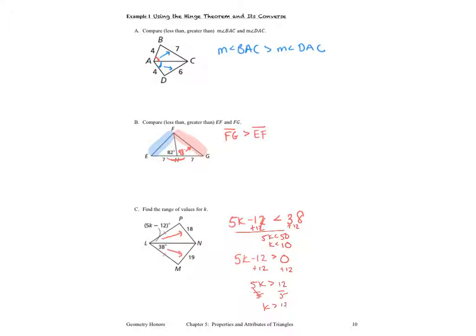K has to be greater than 12 fifths. And 12 fifths is 2 and 2 fifths. So I would have 12 fifths less than K, which is less than 10. And I know that I need this compound inequality because it's asking for the range of values like we had in the first section, 5, 5.